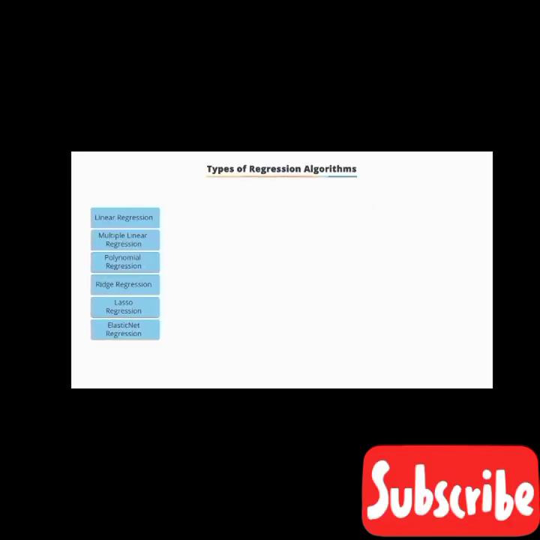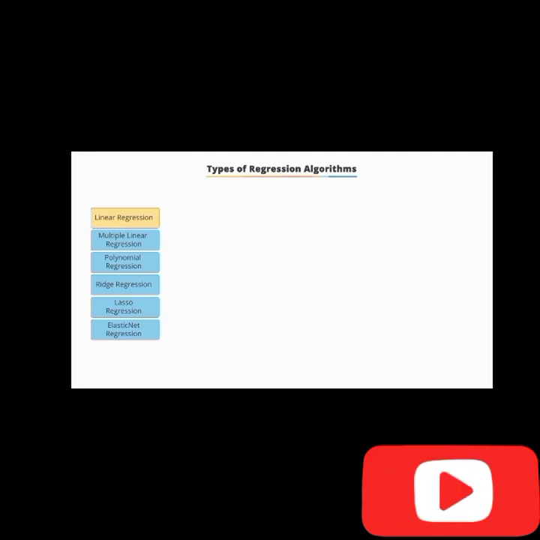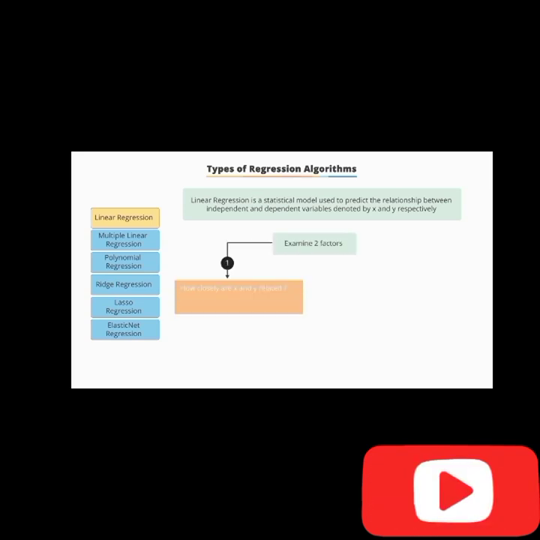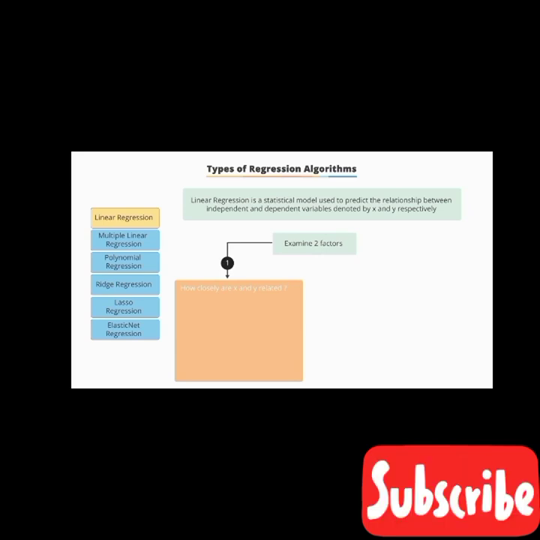So what is linear regression? Linear regression is used for finding a linear relationship between the target and one or more predictors. It is a statistical model used to predict the relationship between independent and dependent variables denoted by x and y respectively. Let's try to understand this by examining 2 factors. The first factor is how closely x and y are related to each other.